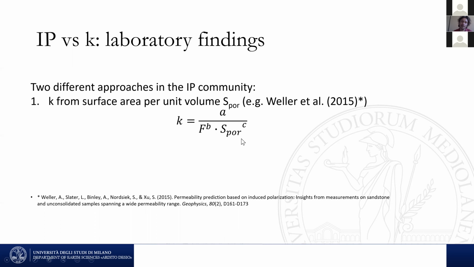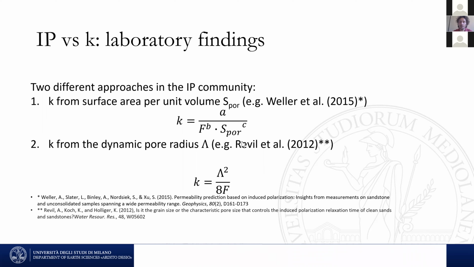This is a phenomenological relation between permeability and these properties. For going from permeability to hydraulic conductivity, we simply need to multiply by 10 to the 7 at 25 degrees. So here we have permeability, and then the formation factor, S-pore, and three constants A, B, C that were found by fitting lab results. The second approach links the dynamic pore radius lambda to the permeability and the formation factor.